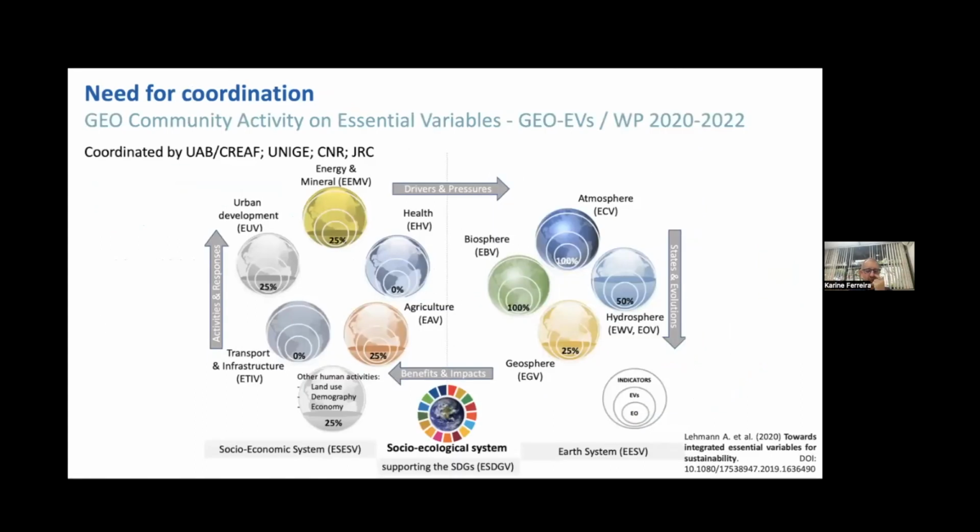So we are calling within the GEO community, the Group on Earth Observations, and we are really pushing for stronger coordination. We've launched in the past work program a community activity based on the essential variables, together with the University of Barcelona, the CNR in Italy, and the JRC, so that we can really push this concept through the GEO community, and we assess the maturity level of these different existing essential variable concepts. And we're really trying to frame that concept in the DPSIR framework, the driver-pressure-state-impact-response framework, so that we can have a full picture of the Earth system at the end.